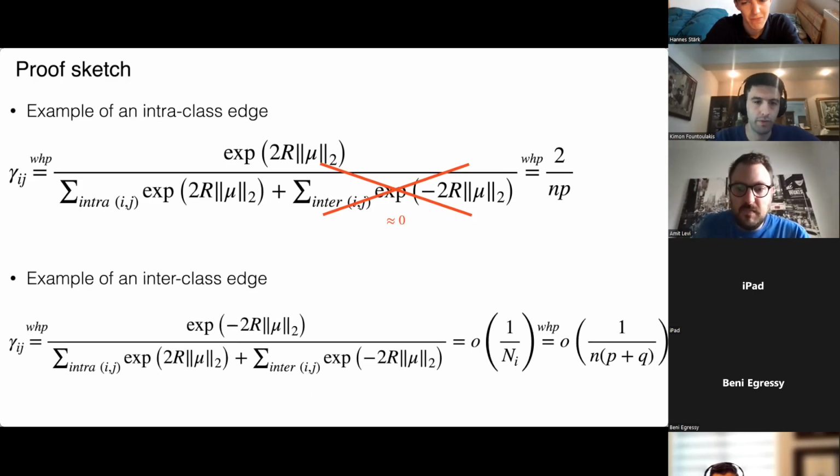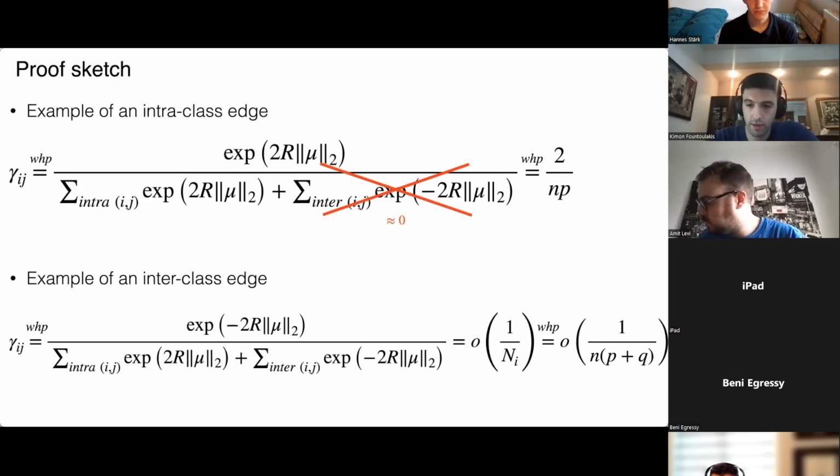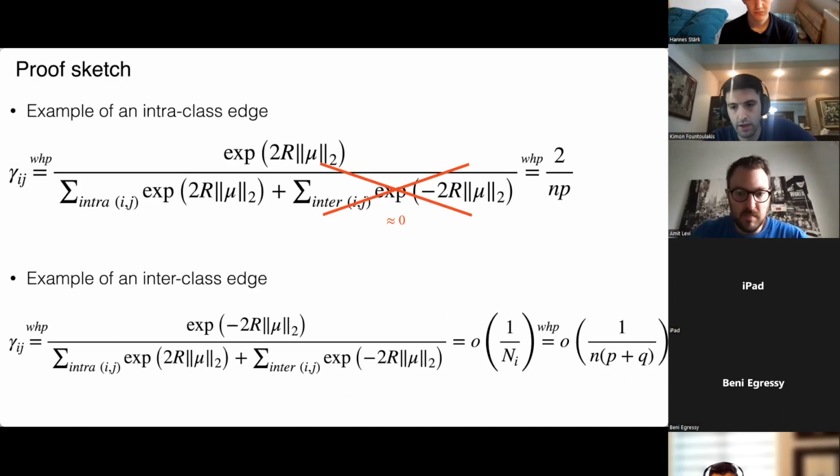And here's an example of an inter-class edge. Here the exponent is large negative. The denominator in the exponent in the numerator, the denominator is the same. So because the exponent in the numerator is so large negative, the whole thing becomes very small, much smaller than the uniform measure. So this is going to be little o 1 over ni, where ni is the number of neighbors. Yeah, so that's how we prove this result.